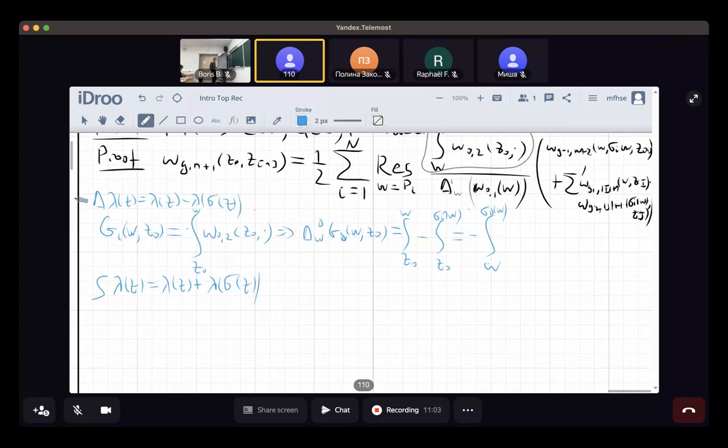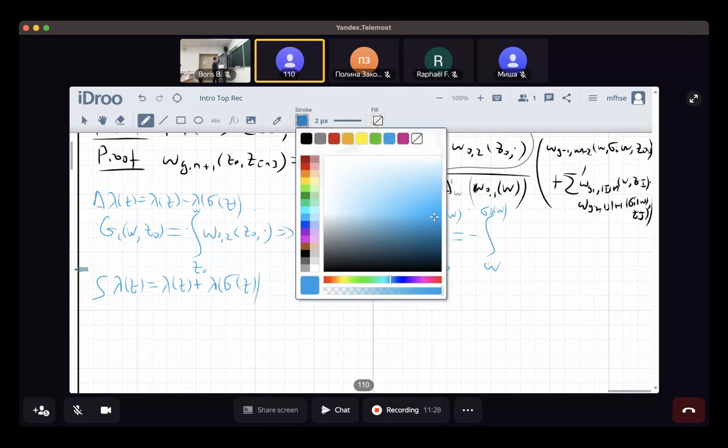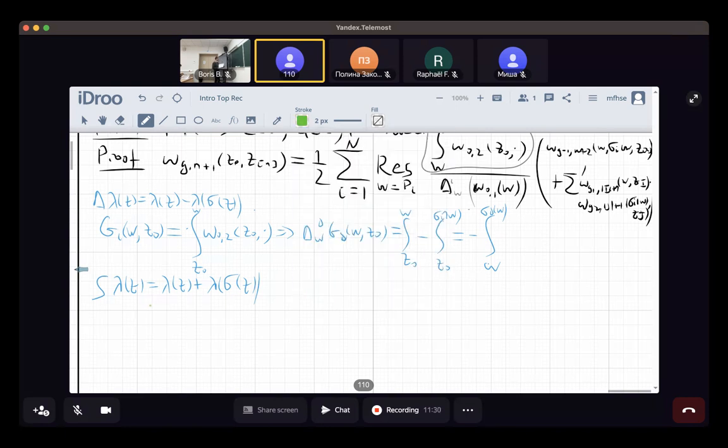And yes, we want to prove it in each variable independently. So in fact, we know this relation, and we want to prove, say first. So we know the topological recursion relation.